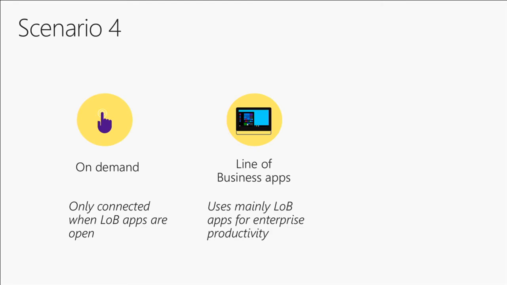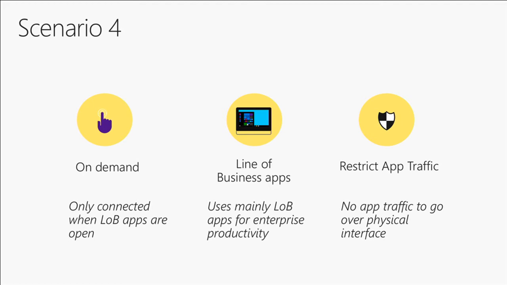Awesome. All right, let's take a look at one more scenario. So this one is going to be very similar to scenario 3 over here. It is once again on demand, only connects when the set of line of business applications that you've configured is launched. But in this case, you want to restrict the traffic that is actually going through the application you've configured. So you want to be able to say, no, I don't want that traffic to go over that physical interface anymore. Everything has to go over the VPN tunnel. So let's show you that.